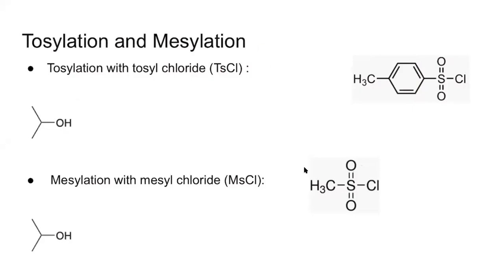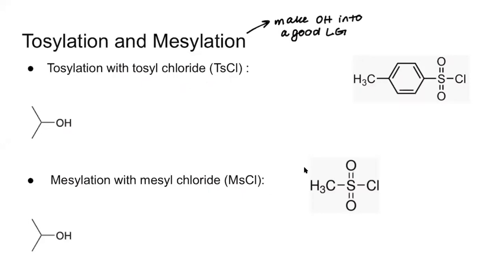Okay, so like Sydney said, generally when we tosylate something or mesylate something, the point of that is to make an alcohol a good leaving group. So make OH into a good LG. And generally when you see tosyl or mesyl compounds, they're going to be tosyl chloride or mesyl chloride, abbreviated as TsCl or MsCl.